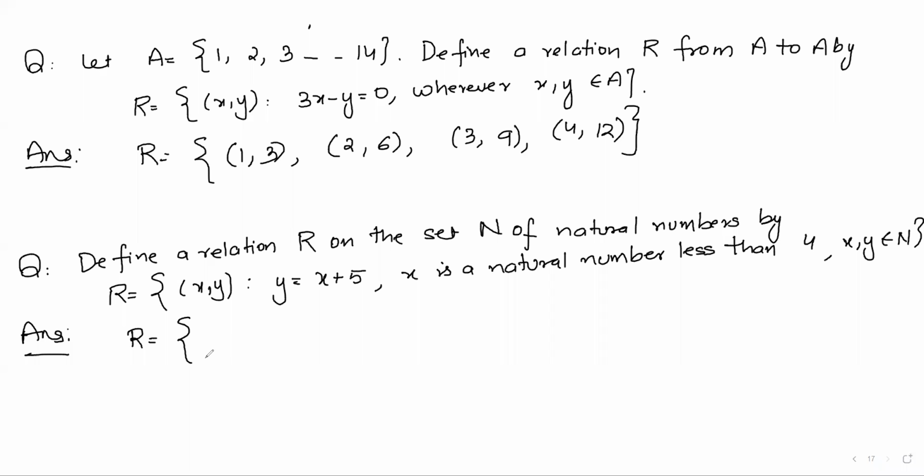So if x equals 1, y is 6. Next, x is 2, then y is 7. X belongs to natural numbers. Next, 3, then 8. Very good. Any other value, can we take 4? No, x is less than 4. Okay, so this is the relation. And then please leave some lines after this.